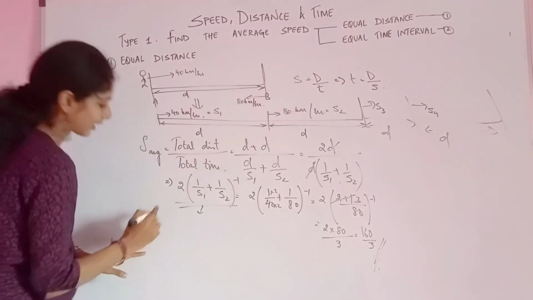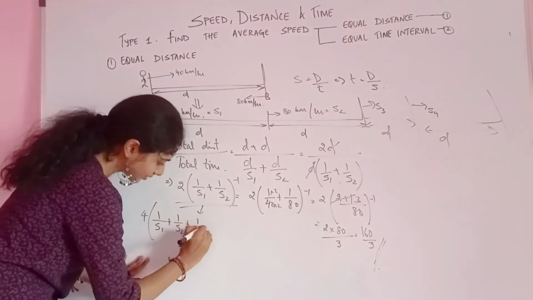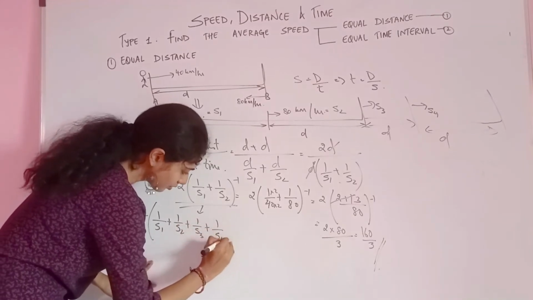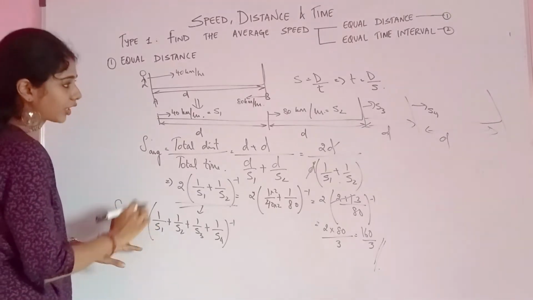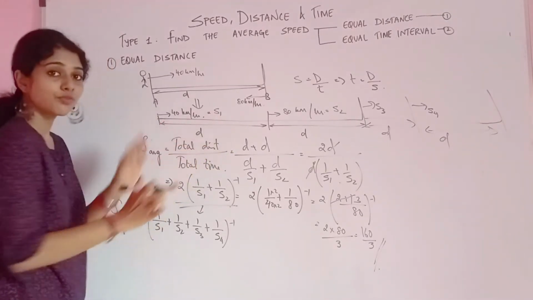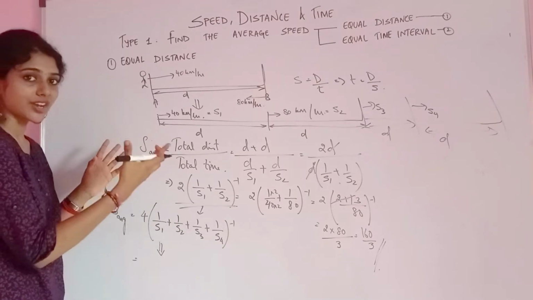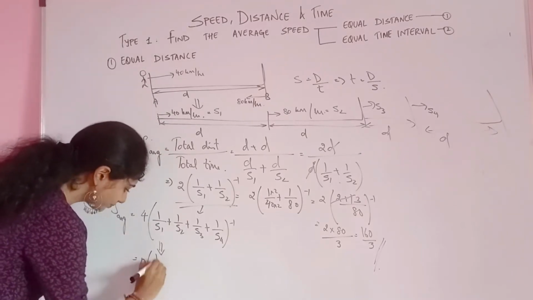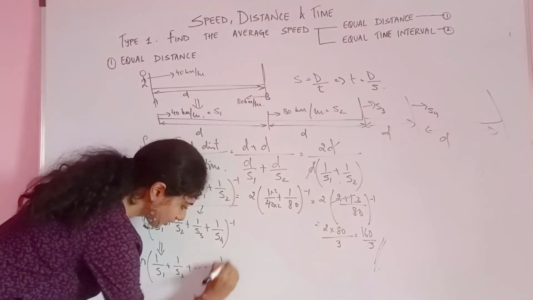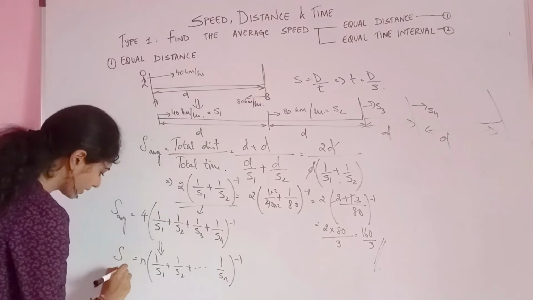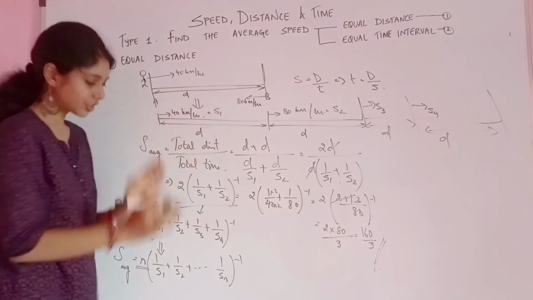For this question, it is going to be 4 into 1 by s1 plus 1 by s2 plus 1 by s3 plus 1 by s4, the whole inverse. This is the average speed. You understood, right? Why is it 4? Because the distance is in 4 parts. If I am going to generalize it in a more prominent manner, I can rewrite it as n into 1 by s1 plus 1 by s2 plus so on till 1 by Sn, the whole inverse. This is going to be my average speed for n parts of distance d. There are n d parts that are actually available.